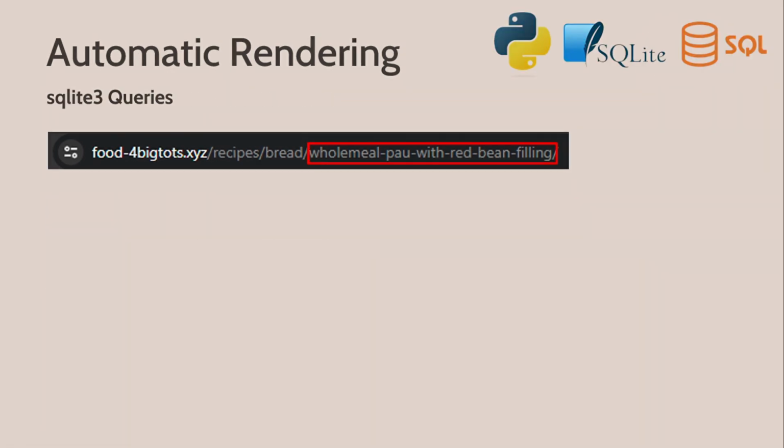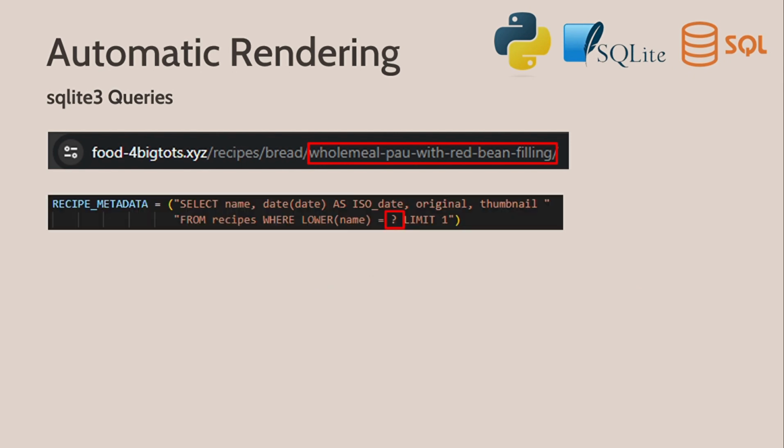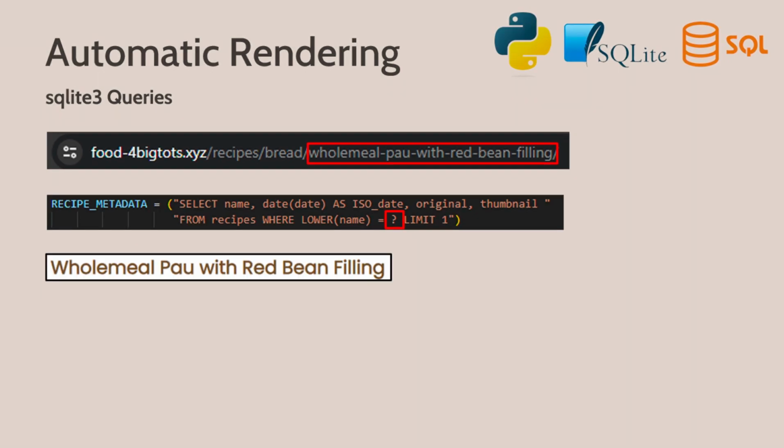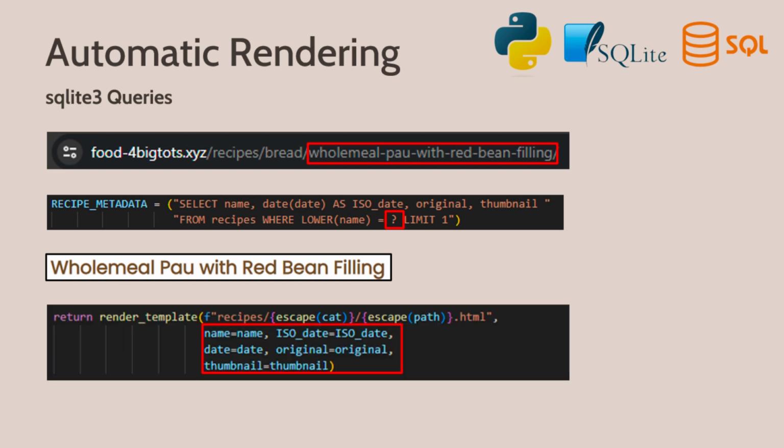These arguments are also passed into queries of the database using Python's built-in SQLite3 library. The database returns metadata about the recipe or category, such as its properly capitalized title, date of publication, the file name of its thumbnail, and the original Food for Tots page. These are all passed into templates to set the values of variables.